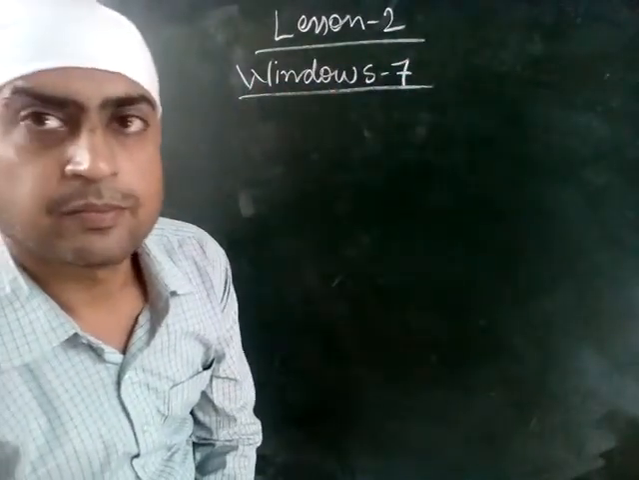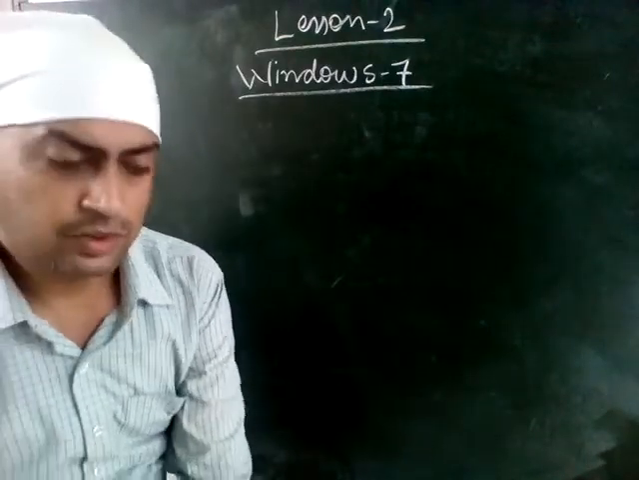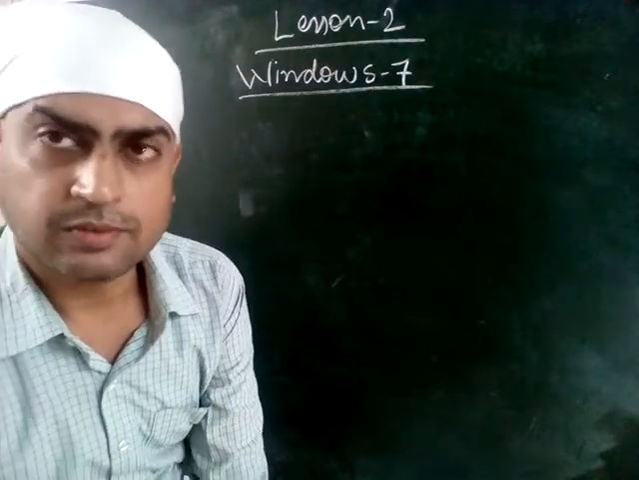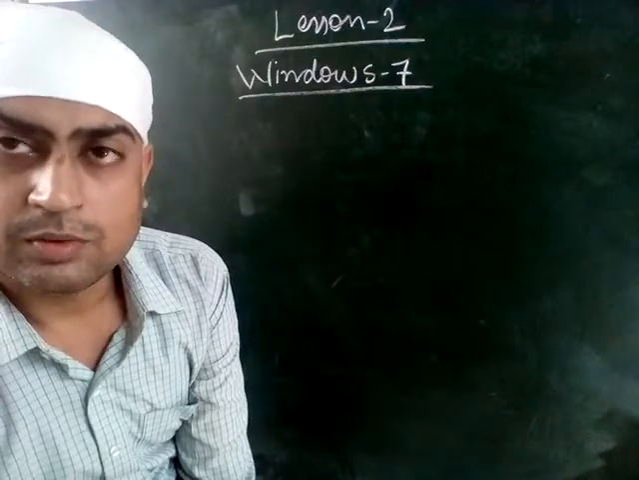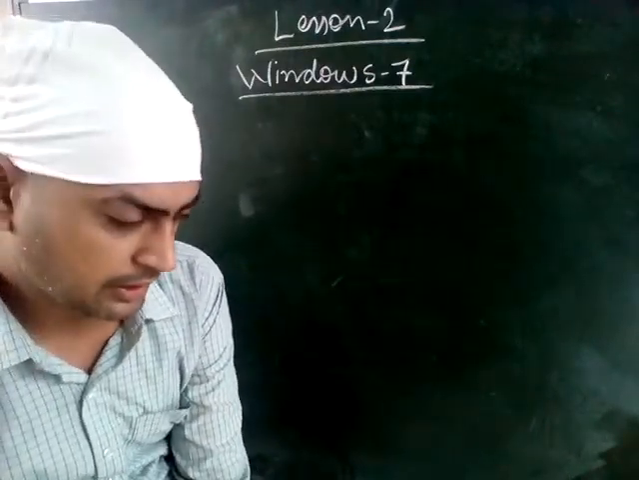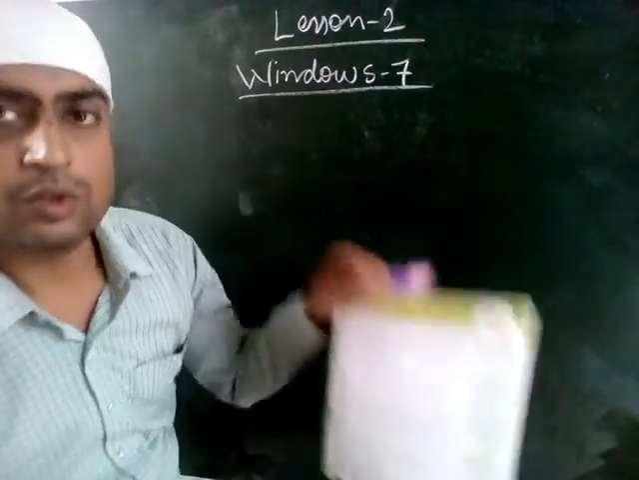Windows 7. In Windows 7, what are the main points? Now, what is Windows 7? Windows 7 is the operating system, and which is the system software also, which we are calling. This is the main part of the computer. With the help of this, Windows 7 only computer will work. Now, in this, few folders are there as it is given in your book.